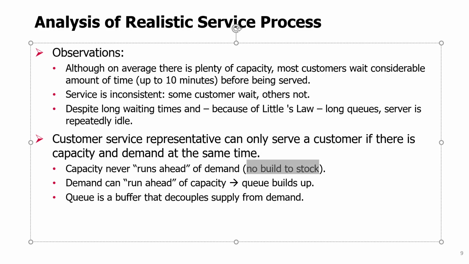There is no build to stock in other ways as we have in manufacturing. And also demand can run ahead of capacity, meaning that 5 customers can call at the same time, right? And in this case, the queue builds up. So it's a little bit opposite to typical manufacturing and sales, where we actually have capacity that runs ahead and produces ahead of demand, and then we hope the demand occurs, right? We build to stock. In the case of service, we have the opposite situation where demand may run ahead of capacity. And so the inventory that builds up is actually the customers who are in the queue. So actually, the queue is a buffer that decouples supply from demand in this case.